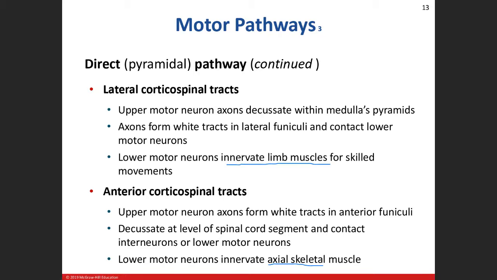So an easy way to remember that is lateral starts with L, limb starts with L. Anterior starts with A, axial starts with A. That helps you? Cool.